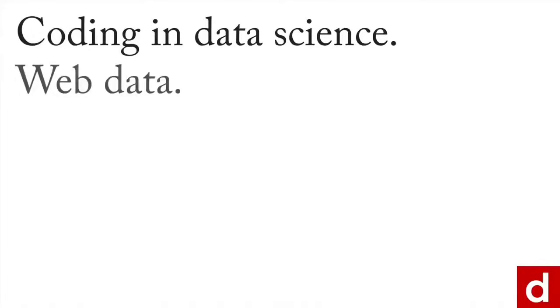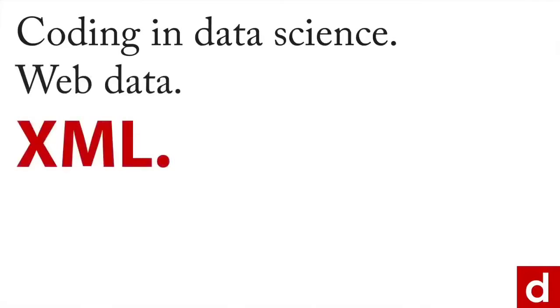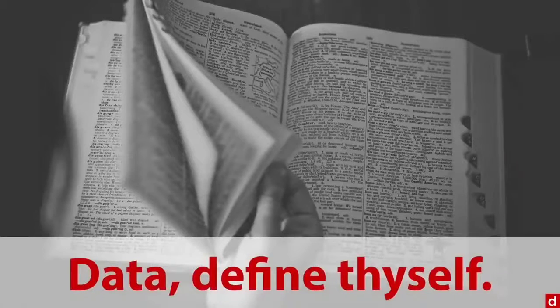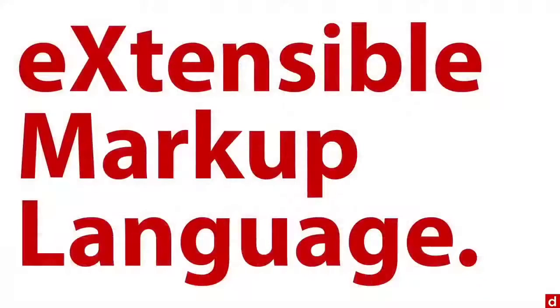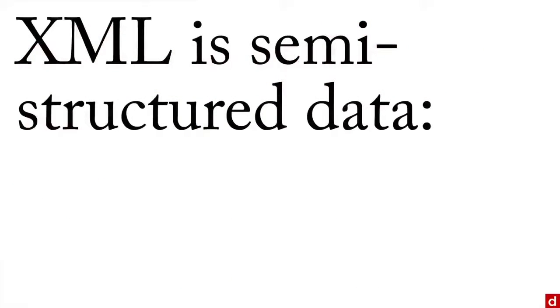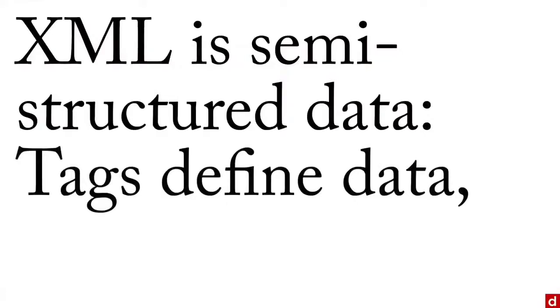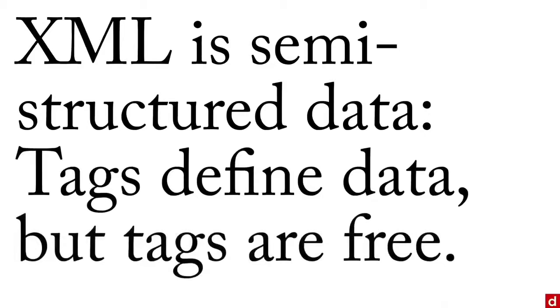The next step in coding in data science when you're working with web data is to understand a little bit about XML. I like to think of this as the part of web data that follows the imperative, data define thyself. XML stands for Extensible Markup Language. And what it is, XML is semi-structured data. What that means is that tags define data so a computer knows what a particular piece of information is. But unlike HTML, the tags are free to be defined any way you want. And so you have this enormous flexibility in there, but you're still able to specify it so the computer can read it.